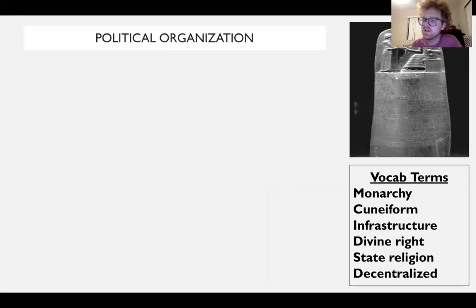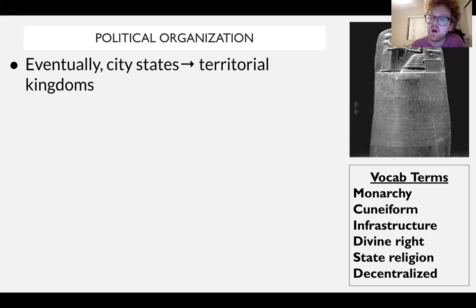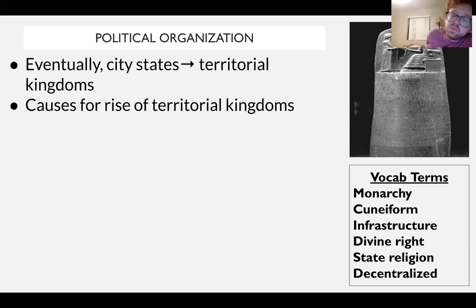And these city-states eventually are going to form more complex systems of government. We are going to see the rise of what we call territorial kingdoms. Essentially, a territorial kingdom is moving beyond just a city-state. It's a multi-city territory that is ruled over by a monarch, a king. And there are some reasons why we start to see this trend emerge in Mesopotamia initially.